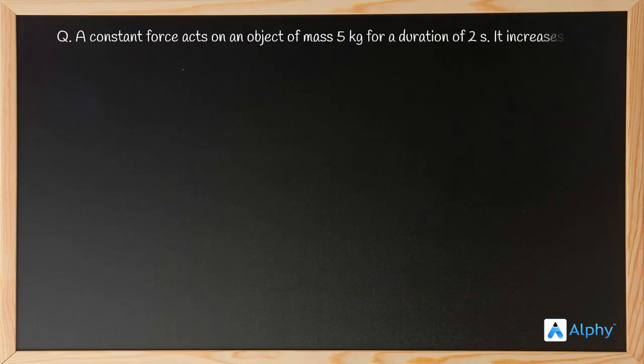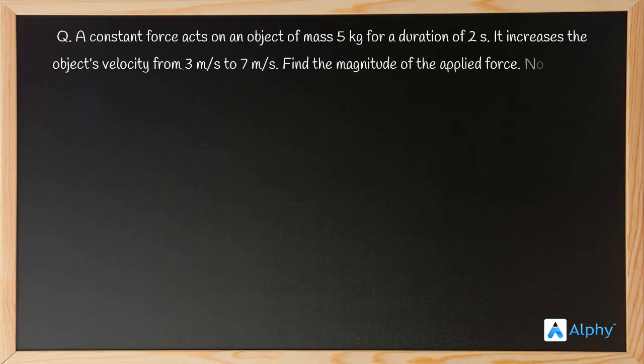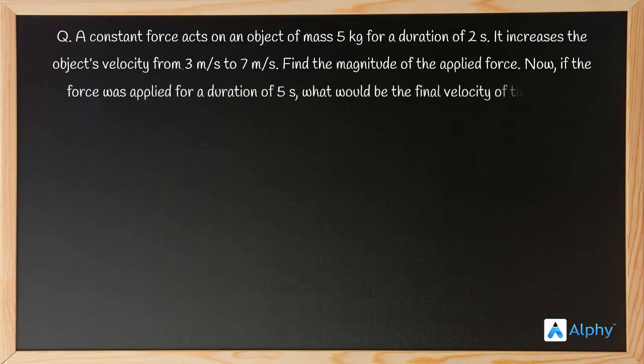A constant force acts on an object of mass 5 kg for a duration of 2 seconds. It increases the object's velocity from 3 meters per second to 7 meters per second. Find the magnitude of the applied force. Now, if the force was applied for a duration of 5 seconds, what would be the final velocity of the object? As you can see, there are two parts to this question. We will move on to solving the first part now.